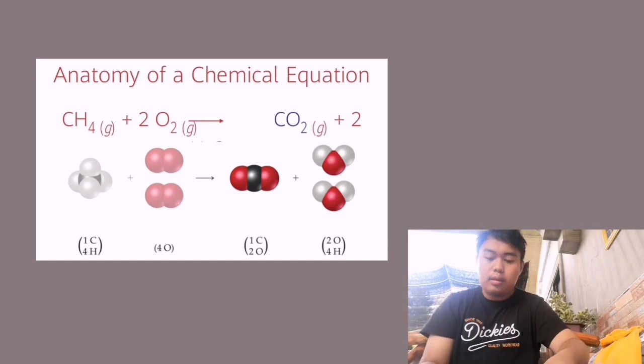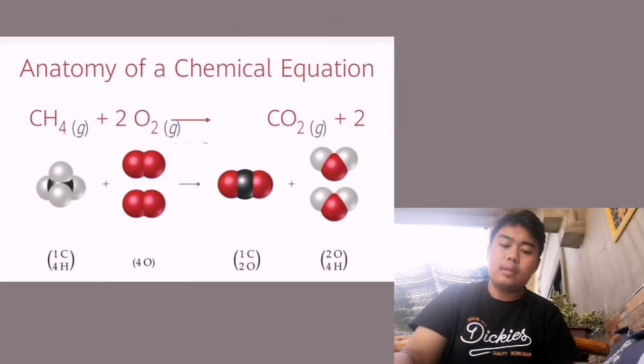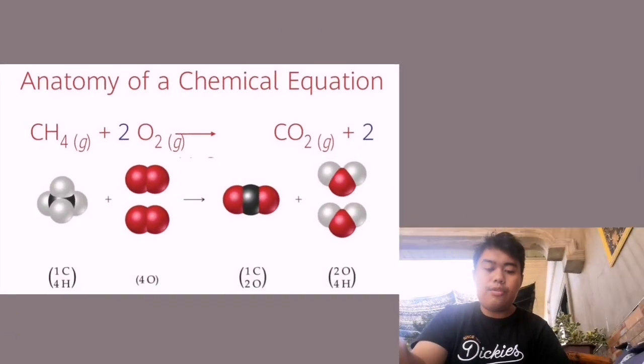Reactants appear on the left side of the equation. Anatomy of a chemical equation. The states of reactants and products are written in parentheses to the right of each compound.